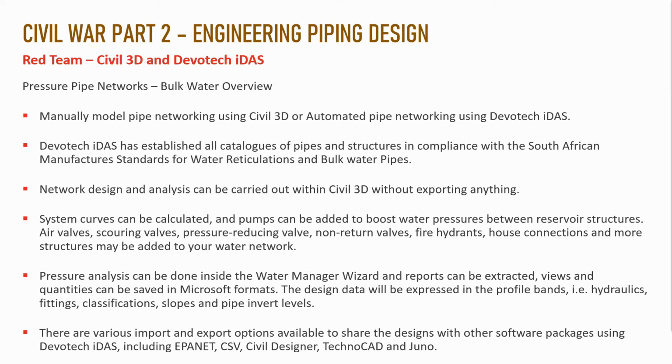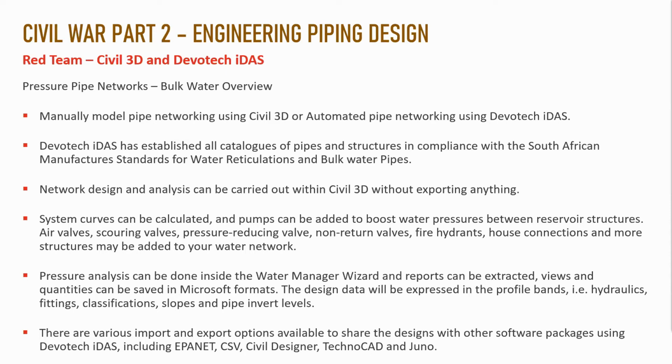We can actually do a system curve calculation, which I can then use to define if my entire network needs a pump. And then I can add a pump and boost the water pressure between reservoir structures. It also includes air valves, scour valves, pressure reducing valves, non-return valves, fire hydrants, house connections, and many more structures that may be added to my water network. We'll have a look into that shortly.